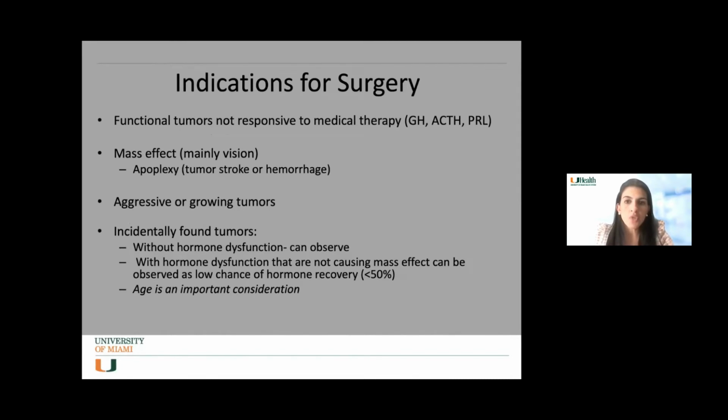Okay, so what are our indications for surgery? If you have a functional tumor that is not going to be responsive to medical therapy, growth hormone, ACTH, or prolactin, that's an indication. And also, there's plenty of evidence now to show that things like growth hormone secreting tumors are really best treated.